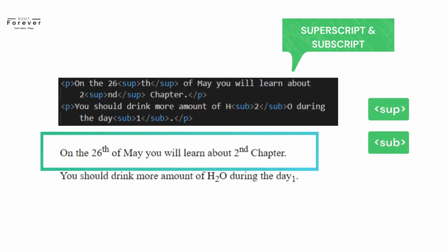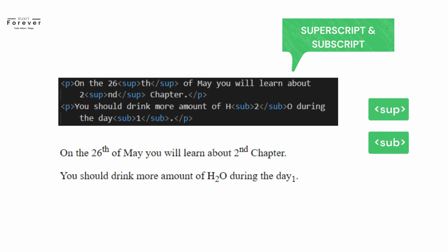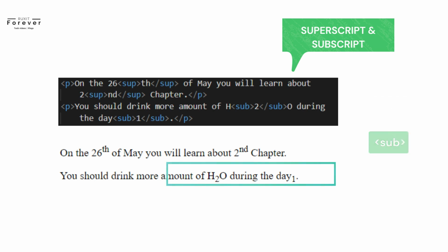The sub element is used to contain characters that should be subscript. It is commonly used with footnotes or chemical formulas such as H2O. In the second paragraph, we used subscript for the words H2O and day 1.